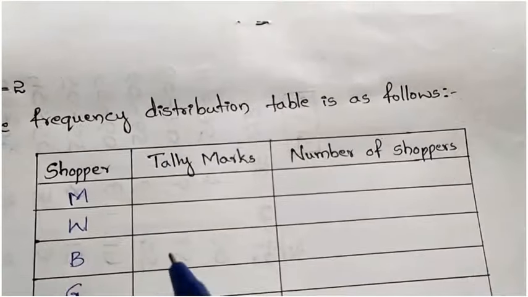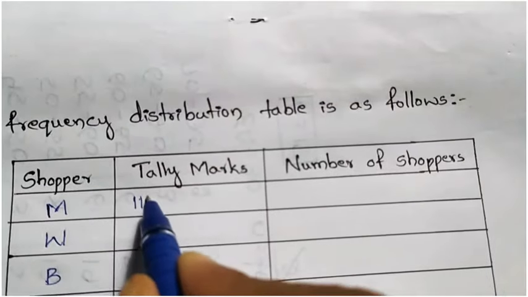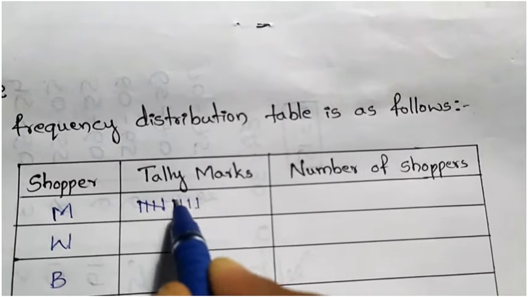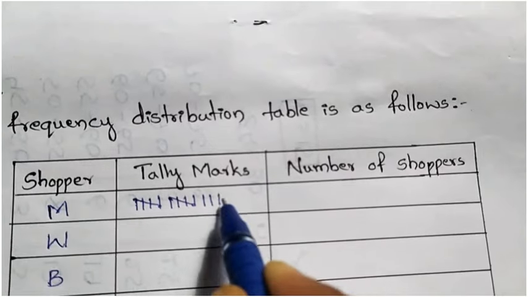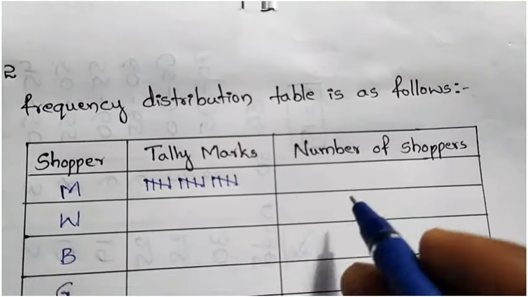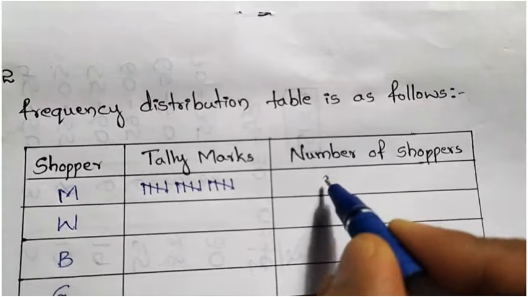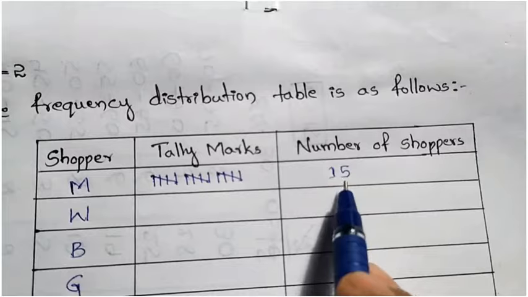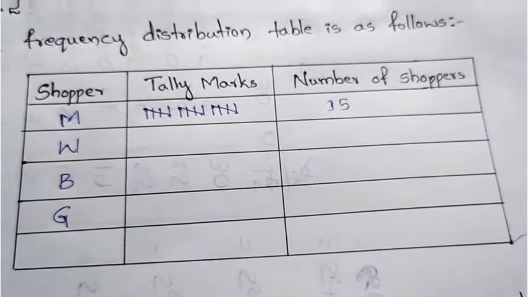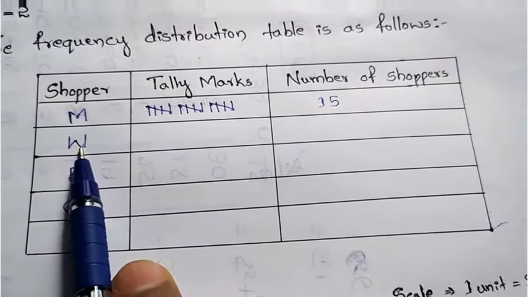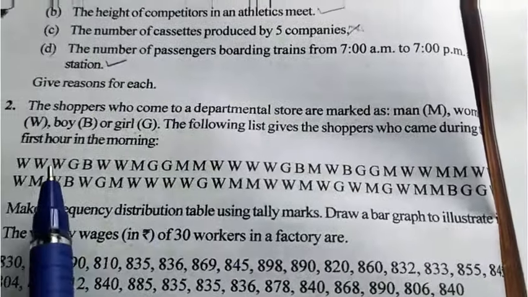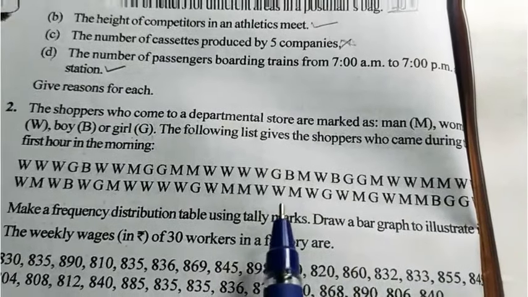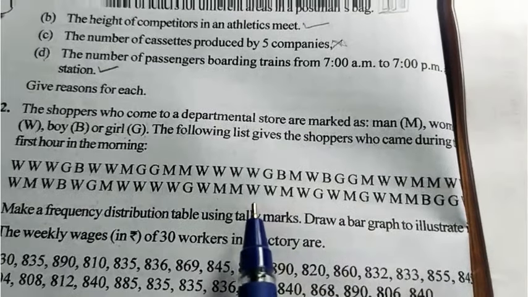So how to draw the bar graph? Tally marks 1 to 15. Total number of men shoppers is 15. Like that, if you count the women, how many are there? Let's start counting 1, 2, 3. If you count like that, you will get 28 women came and went.